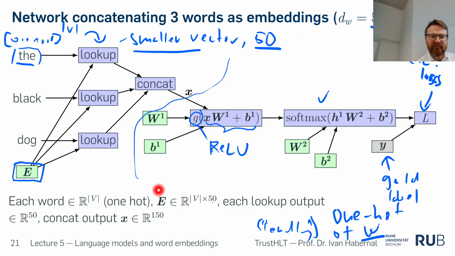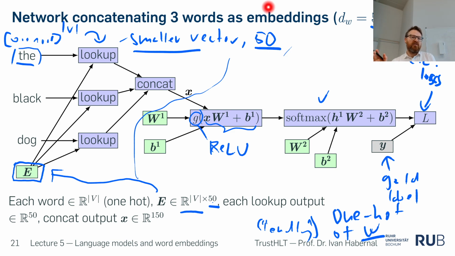So this matrix E is a matrix of size of the vocabulary times 50, which is what I'm interested in. I don't know what is in there. But as you might see, we can actually learn it because it's a parameter. We can learn this by backpropagation, by training. And so again, the E, we call it the embedding layer.